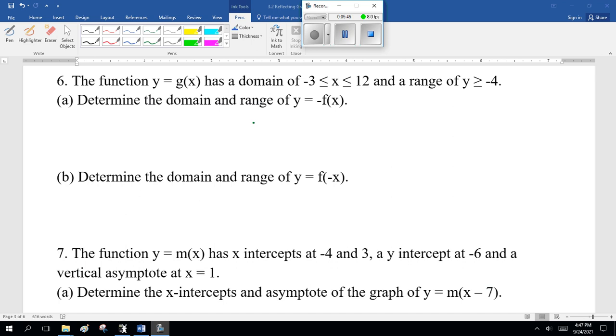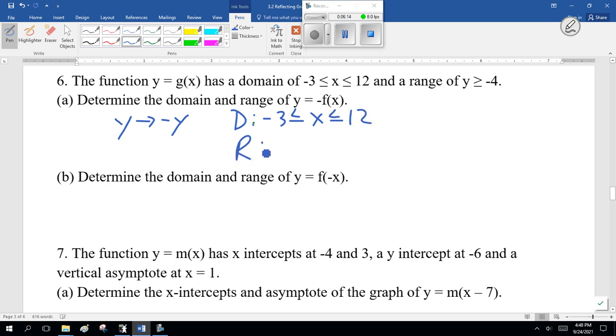So question 6. The function y equals g of x has a domain of -3 is less than or equal to x is less than or equal to 12, and a range of y is greater than or equal to -4. Determine the domain and range of y equals minus g of x. Notice there's no graph here, just numbers. So here, y goes to minus y. So my domain doesn't change.